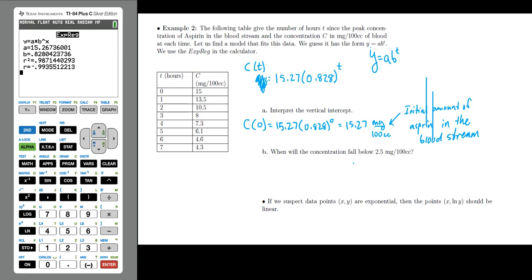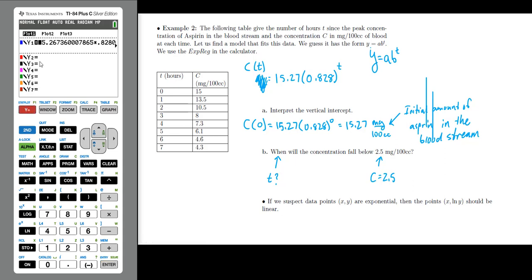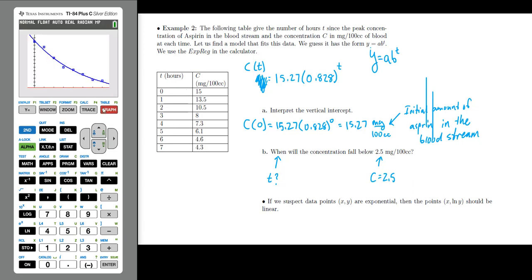Then it asks, when will the concentration fall below 2.5 milligrams per 100 cc? So they're asking us when, so that's a time. Will it fall below a C value of 2.5? So this is like that problem we did before where we can go to our calculator and in Y2, put the concentration value that we are interested in. So if I go to my graph, you can see what's happening here is my graph has zoomed in on the data.